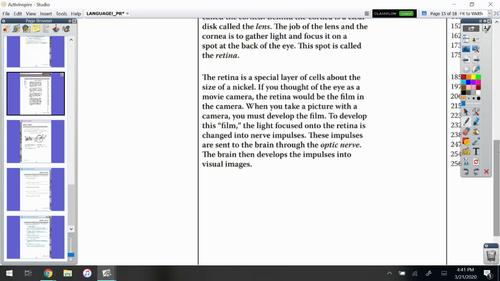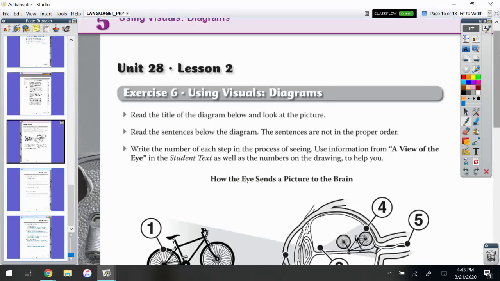If you thought of the eye as a movie camera, the retina would be the film in the camera. When you take a picture with the camera, you must develop the film. To develop this film, the light focused onto the retina is changed into nerve impulses. These impulses are sent to the brain through the optic nerve. The brain then develops the impulses into visual images.